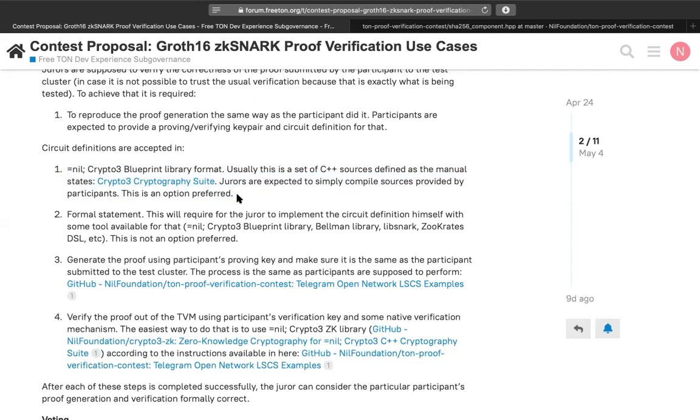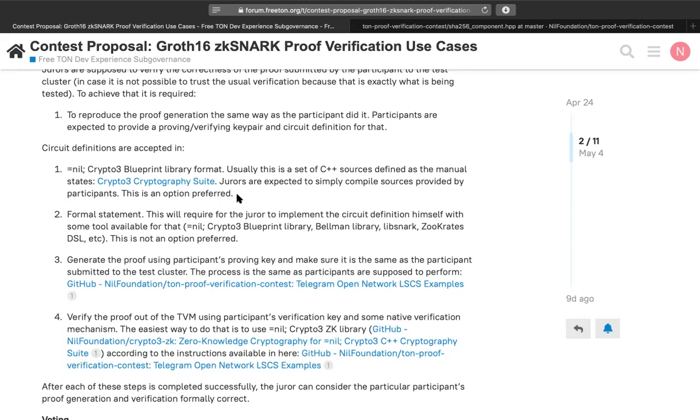Did I understand correctly? You just explained what participants should use to make this first point, right? It's not about what participants should use. It's about what jurors have to expect from participants. It's how, most probably, it's going to be made. Yeah.